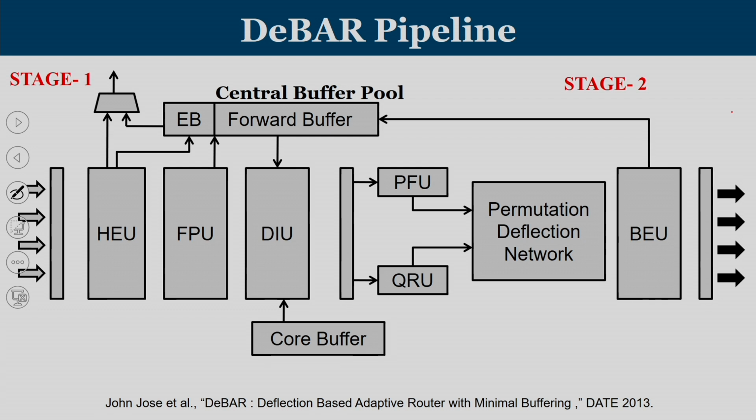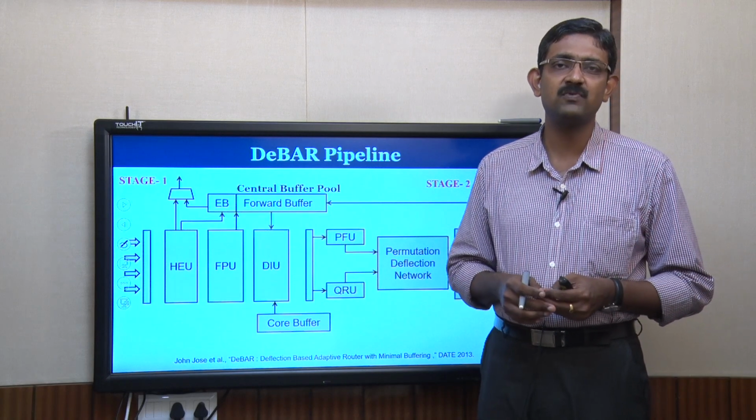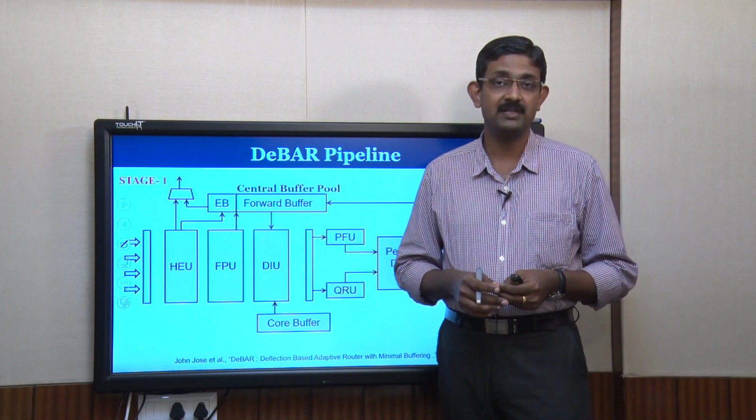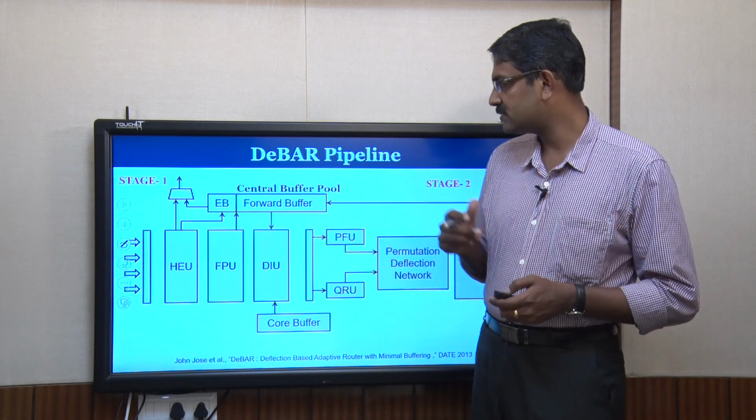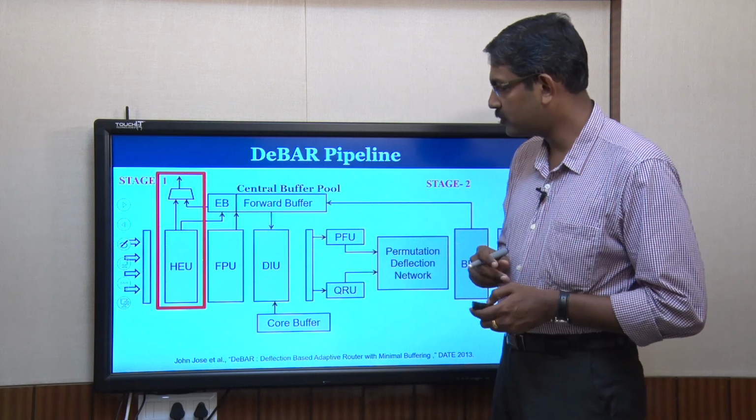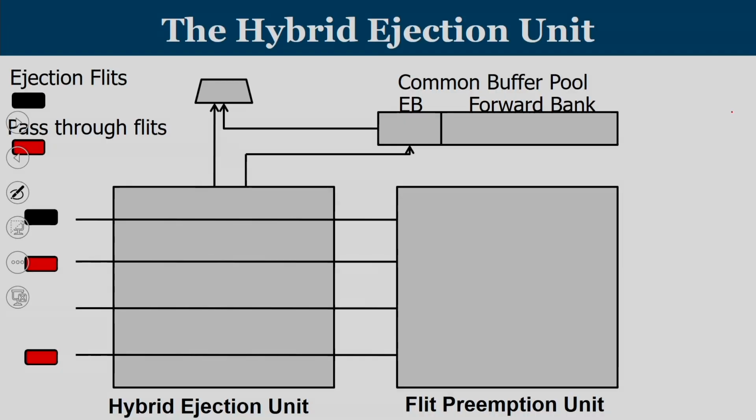One of the main issues with respect to MinBD was, since it is having dual ejection port, it will take care of multiple flits that are to be ejected. But in how many such scenarios do we get multiple ejections? It was found that roughly only 8% of the cases we get multiple flits to be ejected, and that too at high traffic. So, this proposal is going to talk about a hybrid ejection unit.